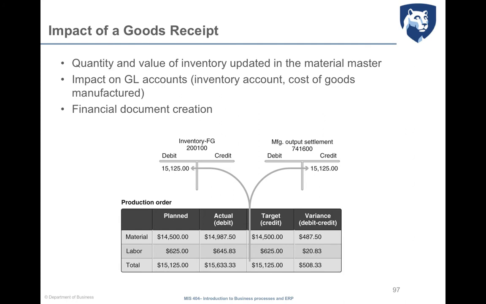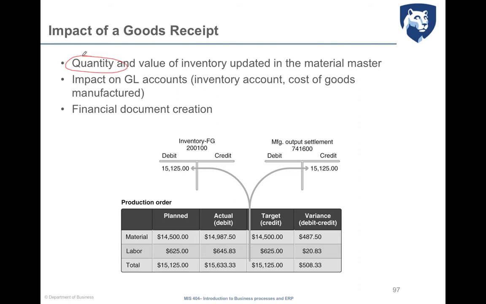Again, the goods receipt step generates several significant outcomes. First of all, the quantity on hand and the value of the inventory are updated in the material master. In particular, the price control field in the material master determines how the material is valued, again, at the standard price or moving average price.